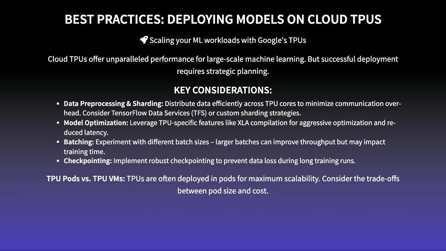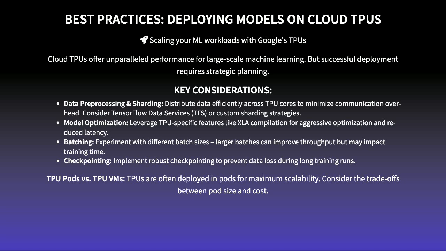Okay, let's talk about deploying your models on Google Cloud TPU. They're fantastic for handling massive datasets and complex computations. Think huge training runs. The first thing to remember is data. You need to split your data efficiently across the TPU cores so they can work together smoothly. TensorFlow data services can really help with this, or you might design a custom sharding approach.